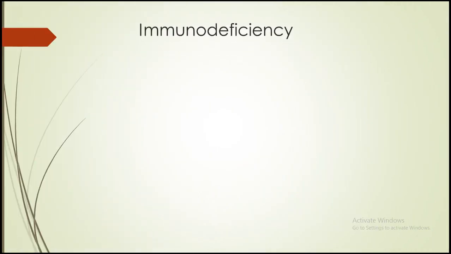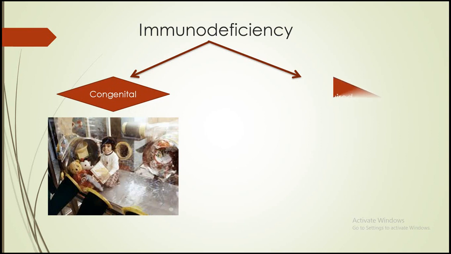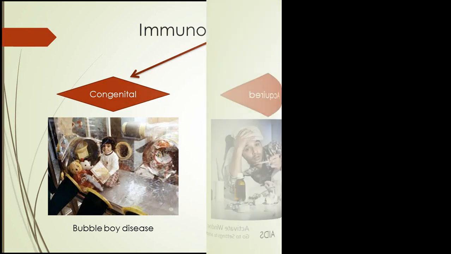We are going to talk mainly about immunodeficiency. There are two types of immunodeficiency. The first type is congenital immunodeficiency and the second one is acquired immunodeficiency. An example of congenital immunodeficiency is bubble boy disease, and an example of acquired immunodeficiency is AIDS. And we are going to discuss it. Now we will start with congenital immunodeficiency.